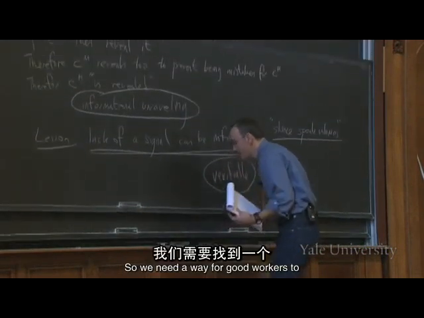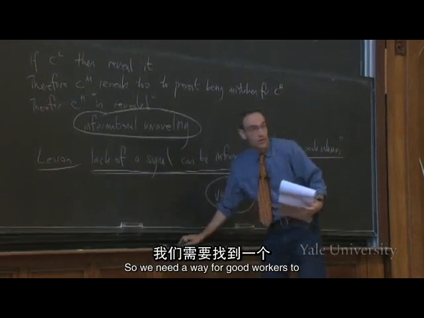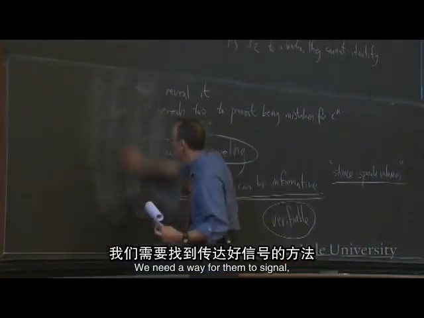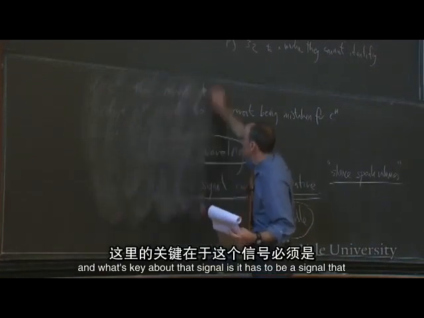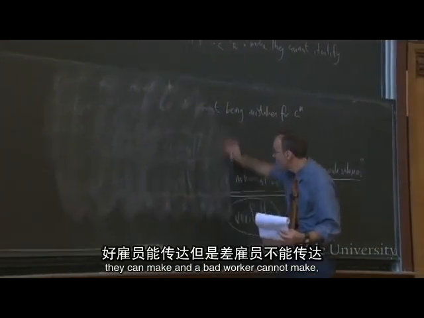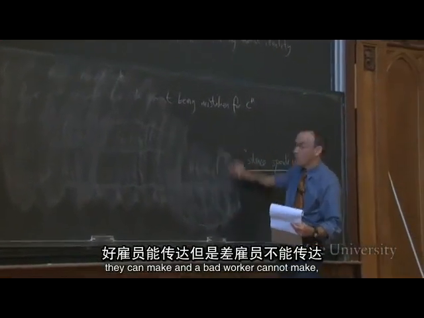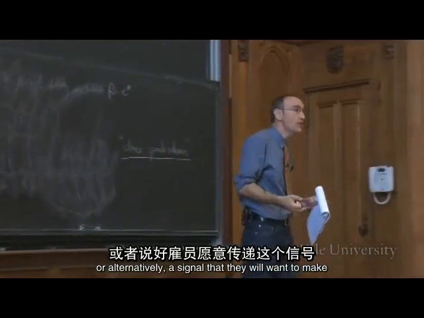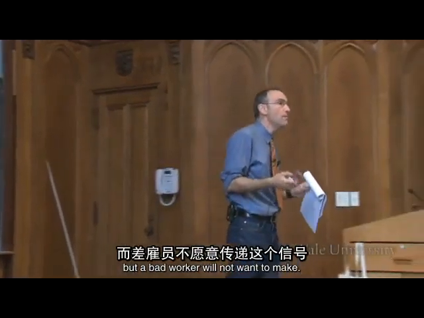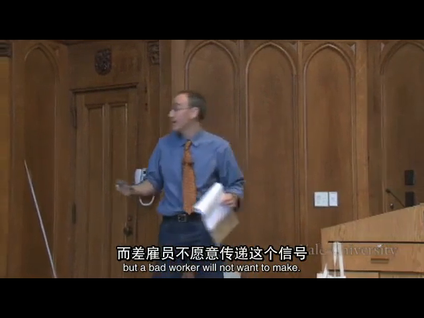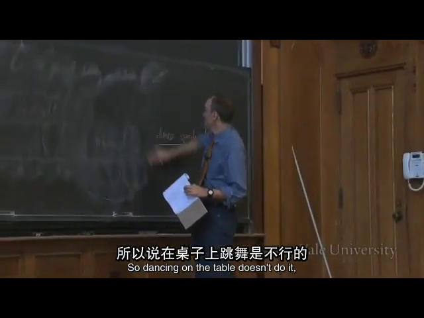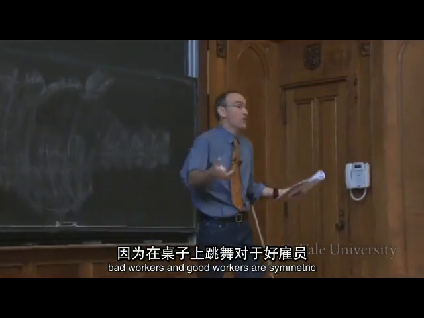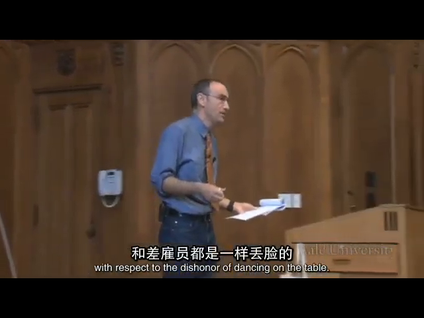So we need a way for good workers to distinguish themselves from bad workers. We need a way for them to signal, and what's key about that signal is it has to be a signal that they can make and a bad worker cannot make. Or alternatively, a signal that they will want to make, but a bad worker will not want to make. So dancing on the table doesn't do it, and the reason it doesn't do it is bad workers and good workers are symmetric with respect to the dishonor of dancing on the table.